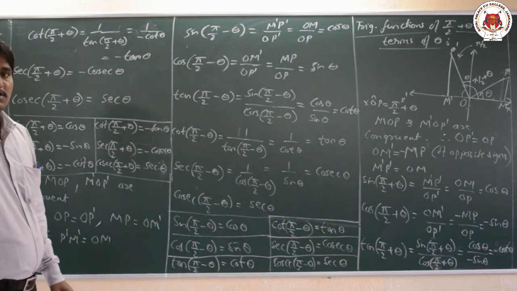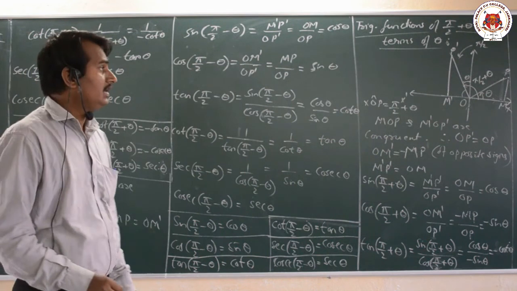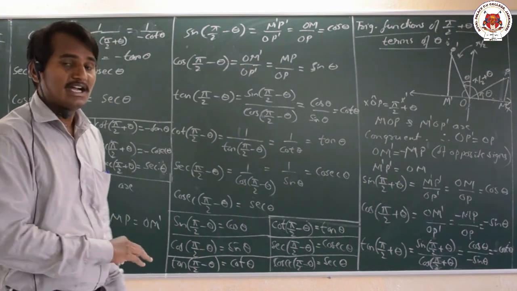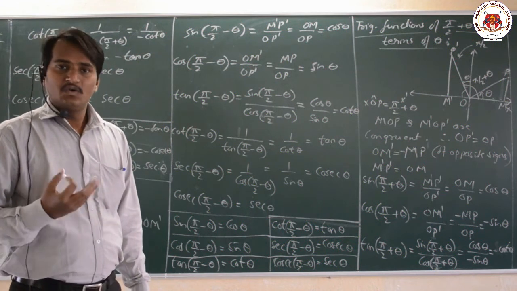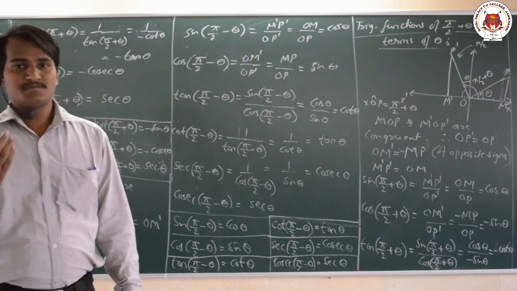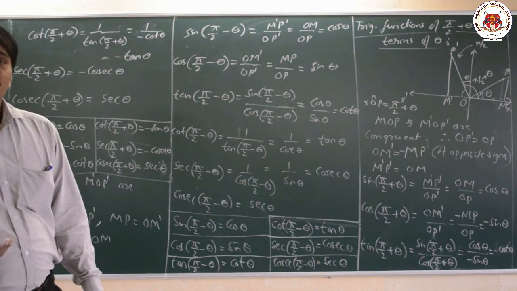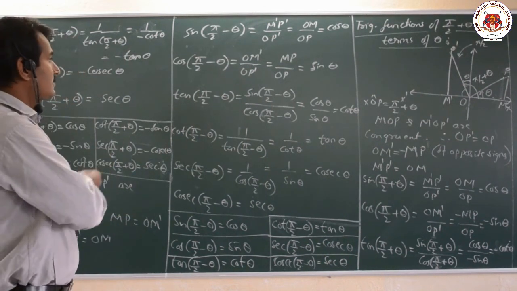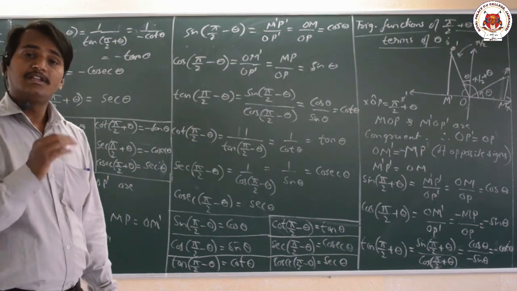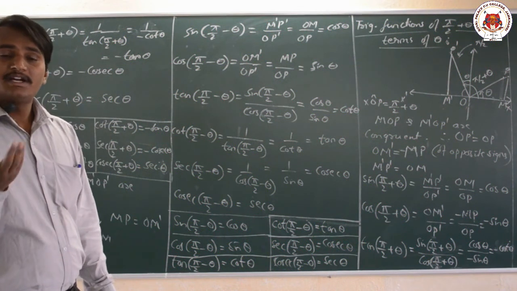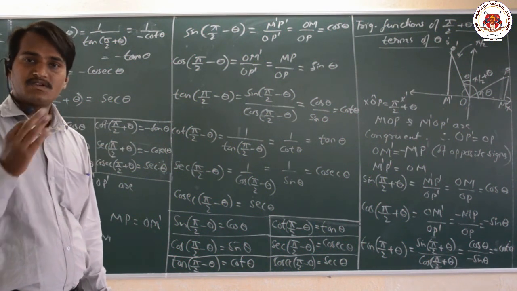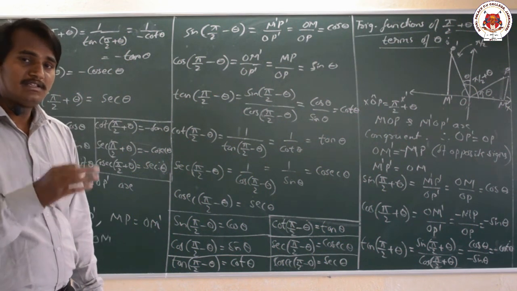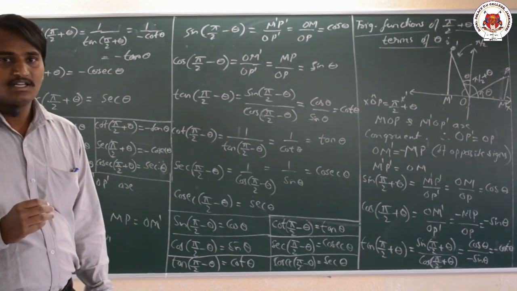Dear students, these are the discussions about pi by 2 plus theta and pi by 2 minus theta in terms of theta. That is enough for this particular class. In the next session, we shall start with the trigonometric functions of allied angles, that is 180 plus theta and 180 minus theta, 3 pi by 2, that is 270 plus or minus theta, and 360 plus or minus theta.